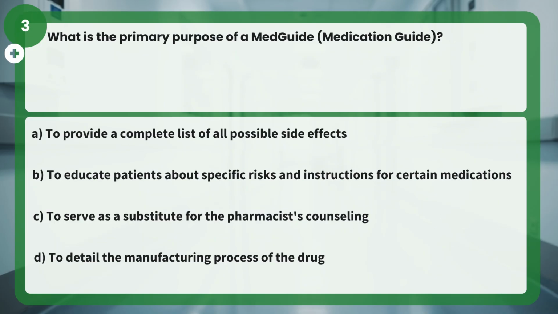Question 3. What is the primary purpose of a MedGuide, medication guide? A. To provide a complete list of all possible side effects. B. To educate patients about specific risks and instructions for certain medications. C. To serve as a substitute for the pharmacist's counseling. D. To detail the manufacturing process of the drug.